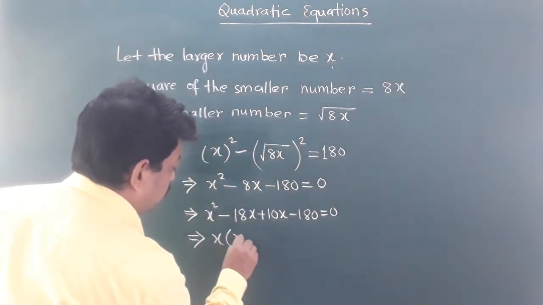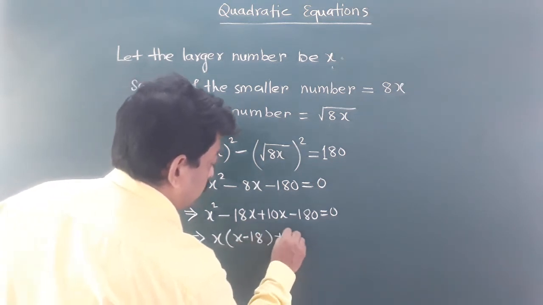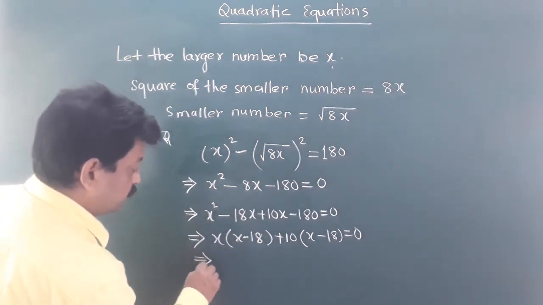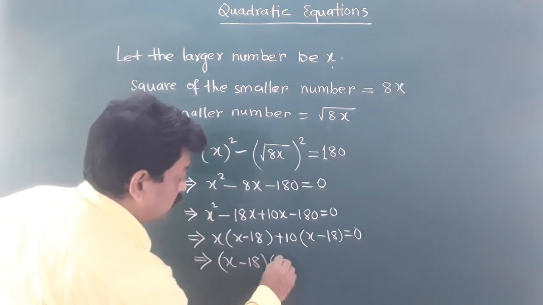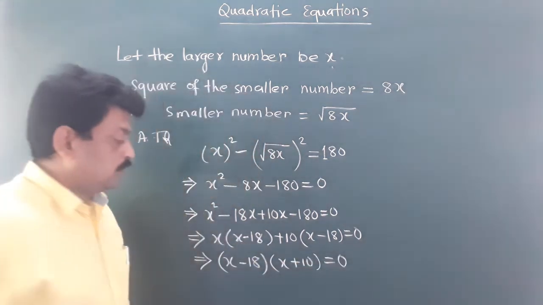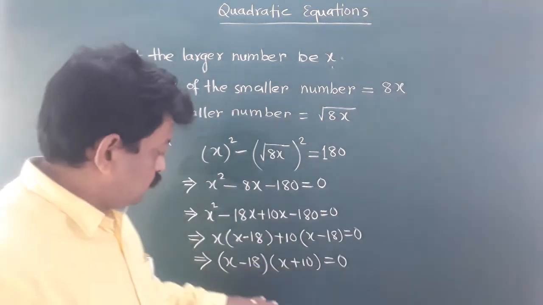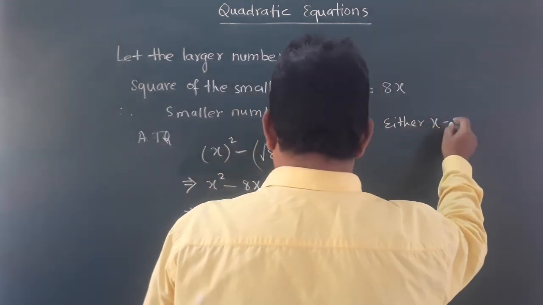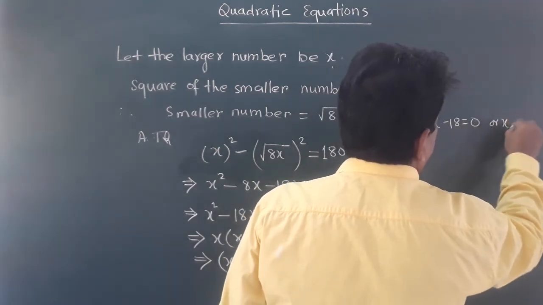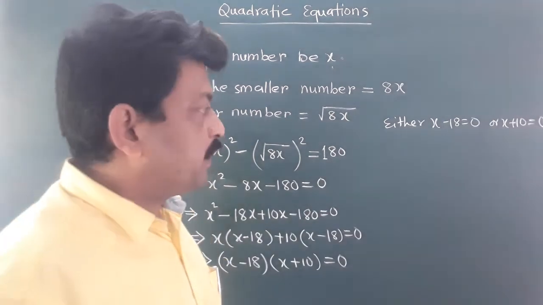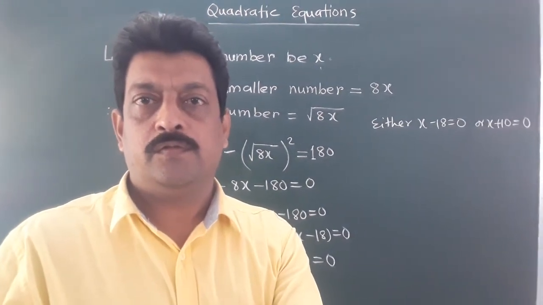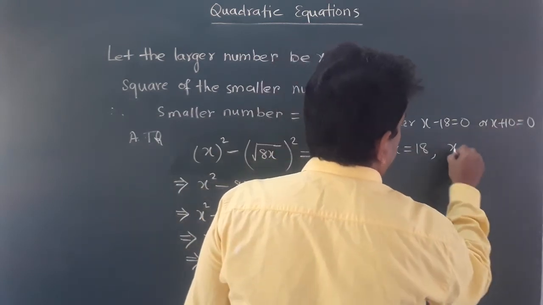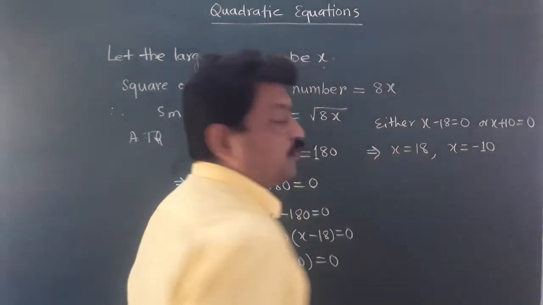If I take x common, then x minus 18, and here 10 is common, so x minus 18. So we get x minus 18 and x plus 10. These are the two factors and their product is 0. So either the first factor is 0 or the second factor is 0. So either x minus 18 equals 0 or x plus 10 equals 0. So here we are getting x equals 18 and here x equals minus 10. So we are getting two real values of x.